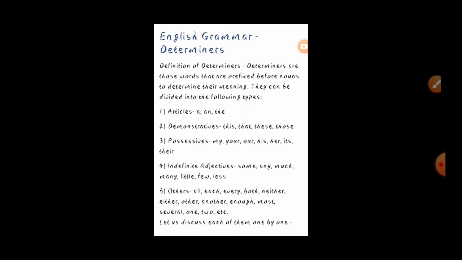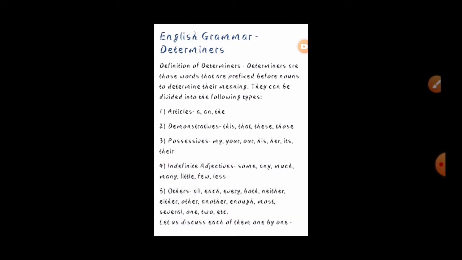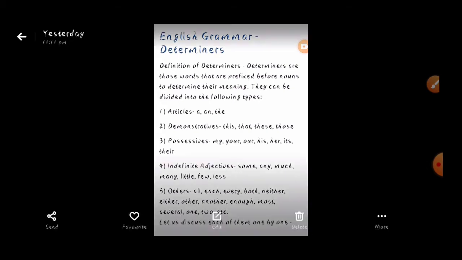What do you mean by determiners? Determiners are those words that are prefixed before nouns to determine their meaning. They can be divided into the following types. This is a revision, okay? I have already explained to you the definition of determiners. What are its types? Articles. What are the articles? A, an and the. And demonstratives. Then possessives, indefinite adjectives and others. So now let's discuss each of them one by one, okay?